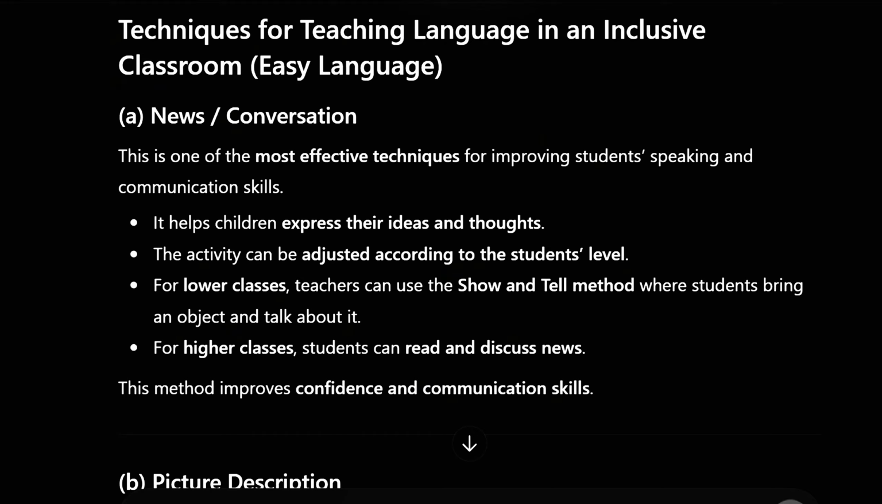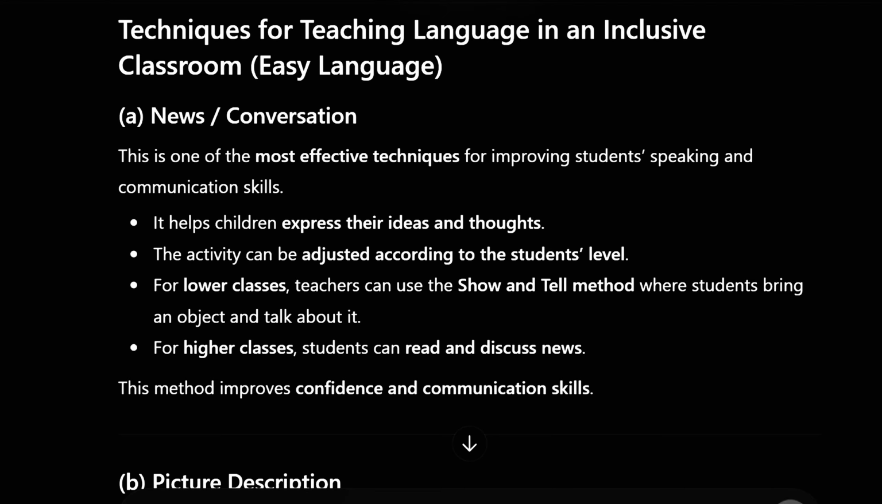A. News conversation. This is one of the most effective techniques for improving students' speaking and communication skills. It helps children express their ideas and thoughts. The activity can be adjusted according to the student's level. For lower classes, teachers can use the show and tell method where students bring an object and talk about it. For higher classes, students can read and discuss news.